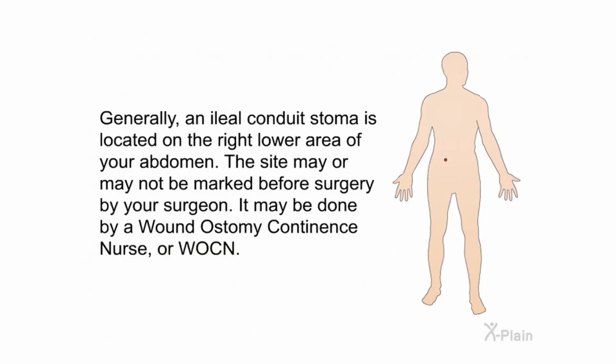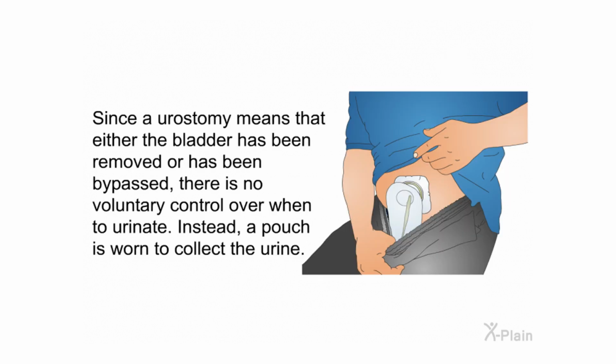Generally, an ileal conduit stoma is located on the right lower area of your abdomen. The site may or may not be marked before surgery by your surgeon. It may be done by a wound ostomy continence nurse or WOCN. Since a urostomy means that either the bladder has been removed or has been bypassed, there is no voluntary control over when to urinate. Instead, a pouch is worn to collect the urine.